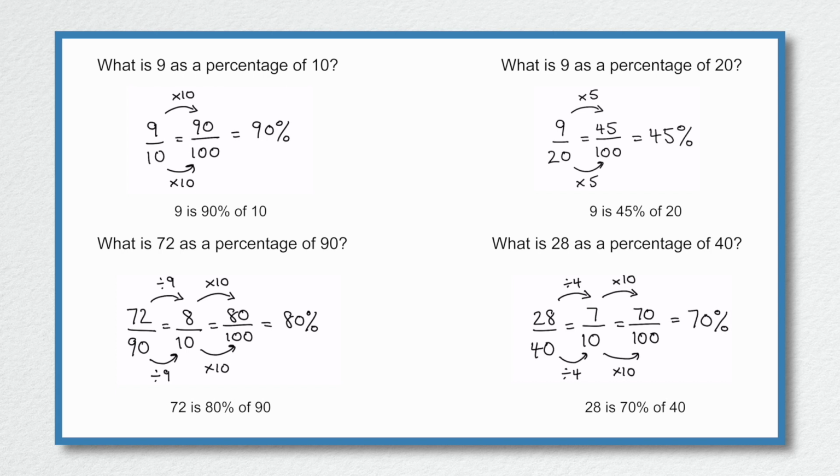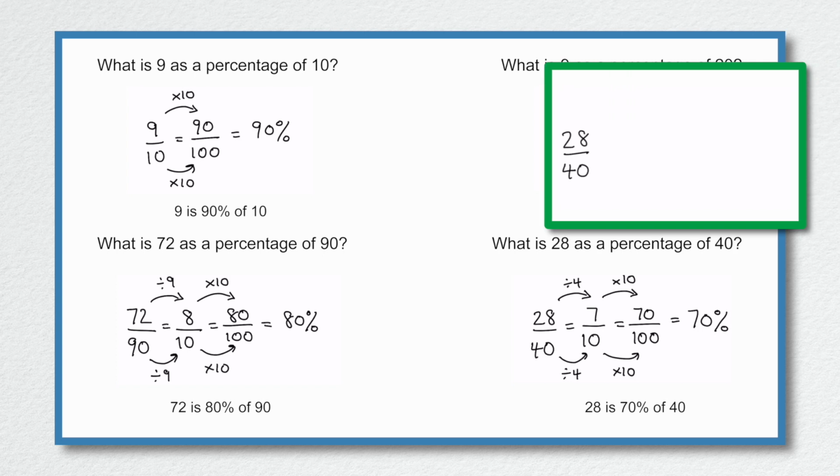With this example in particular, you may have gone down a different route. You might want to pause the video and have a think about an alternative approach to finding 28 over 40 as a percentage. If I divided the numerator and the denominator by 2, I would have ended up with 14 over 20. Now, if I multiply the denominator by 5, I end up with something over 100. I therefore have to multiply the numerator by 5, and that gives us the answer 70. So we end up with 70 over 100, which is equal to 70%.